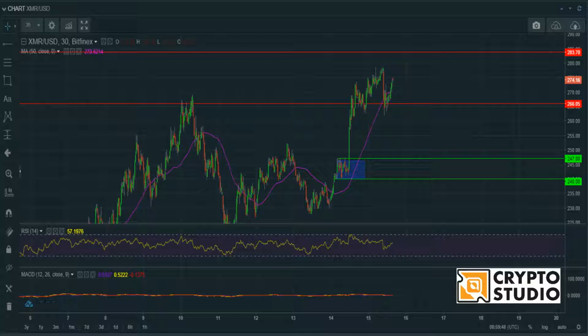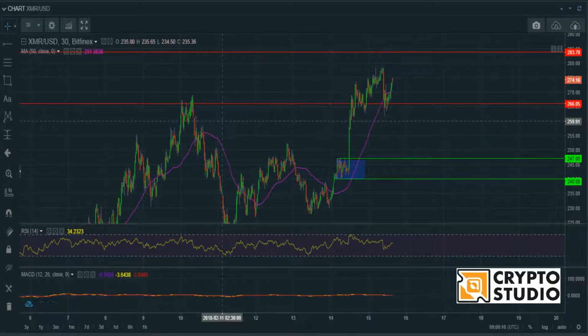So I am going to start with Monero. We have a couple of really good setups in Monero now. They come from different time frames, so we need to treat them differently. One comes from the 30-minute, which is the one that you're looking at on the screen right now, and this will be the entry. This is an expanded range candle out of here.